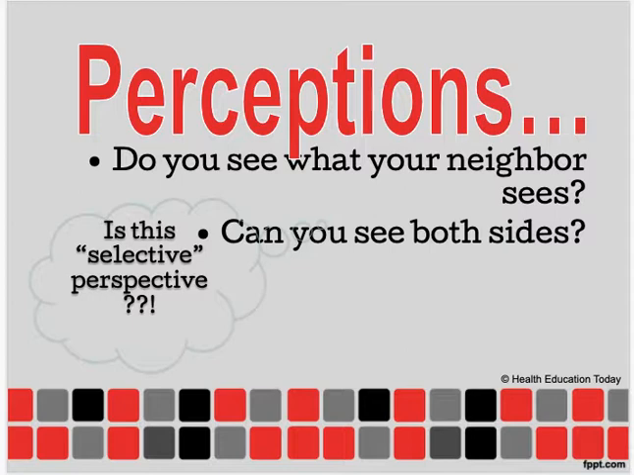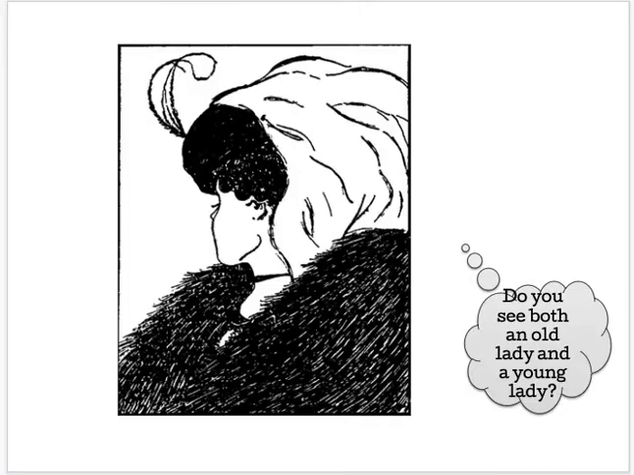Again, perceptions. Do you see what your neighbor sees? Is this a selective perception? Can you see both sides? This one took me a while. Do you see both an old lady and a young lady? I saw the young lady right away. Took me, boom, instant. The old lady took me a while.